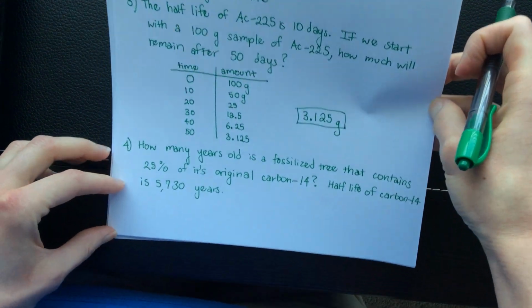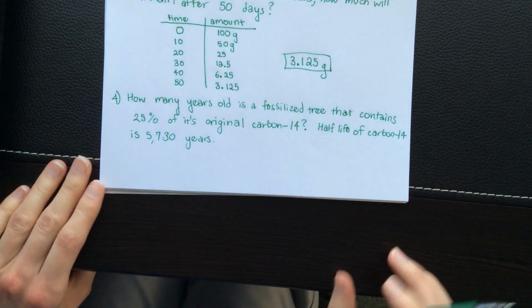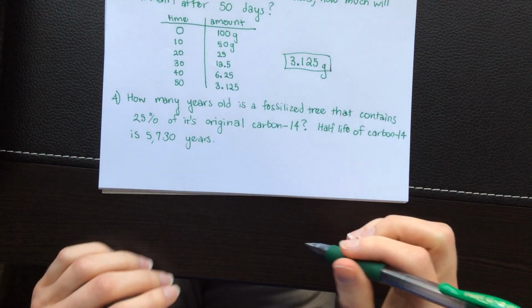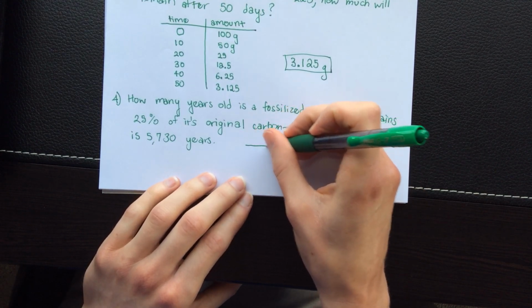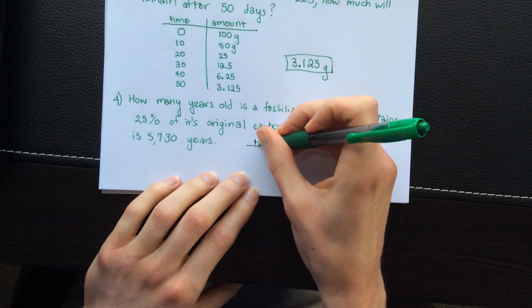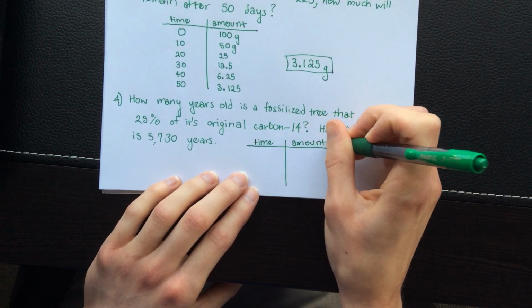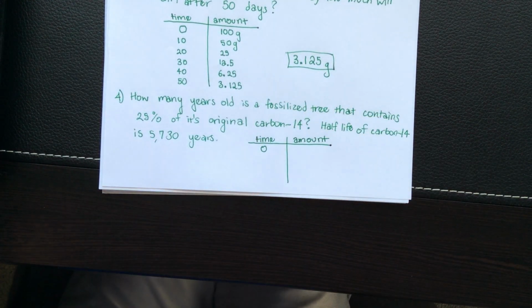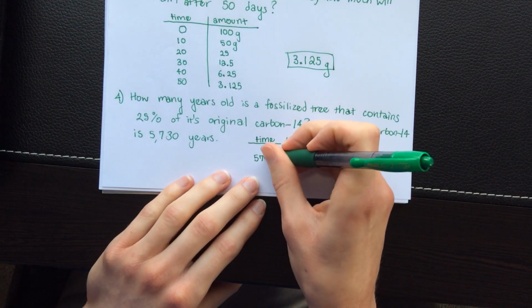Okay, another problem with half-life. How many years old is a fossilized tree that contains 25% of its original carbon-14? The half-life of carbon-14 is 5,730 years. So this one is similar to the one before, but there's something a little bit different. I'm going to start at time 0 again. Always start at time 0. That never changes. And then the next thing is going to be the half-life.